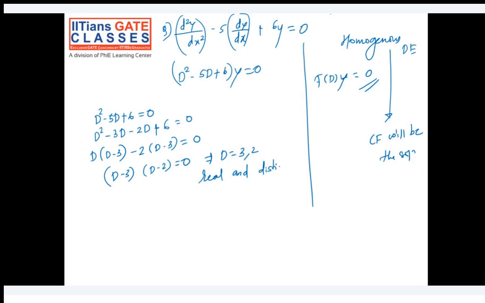Okay. So roots are real and distinct means CF will look like C1 e to the power 3x plus C2 e to the power 2x. That is how it will look like. Clear? I hope you are following till this.